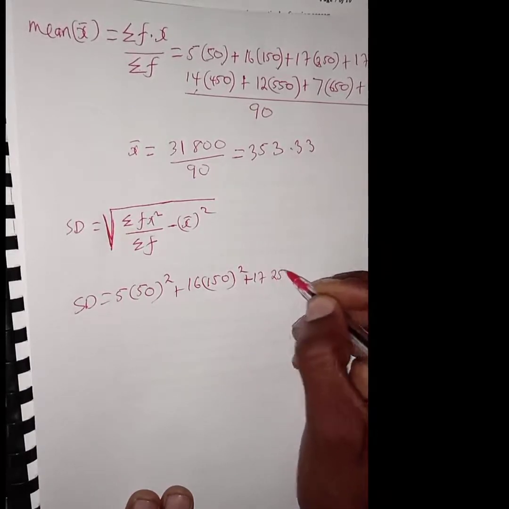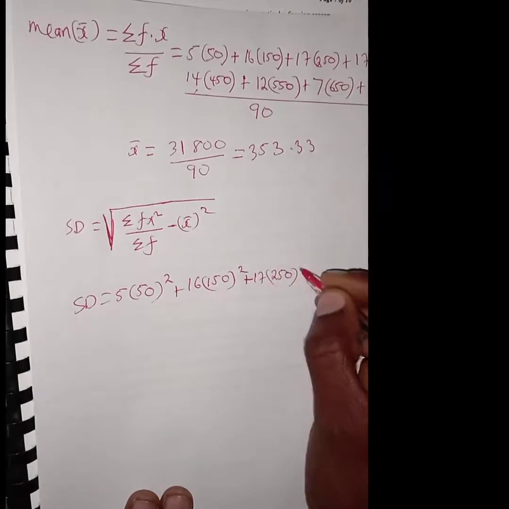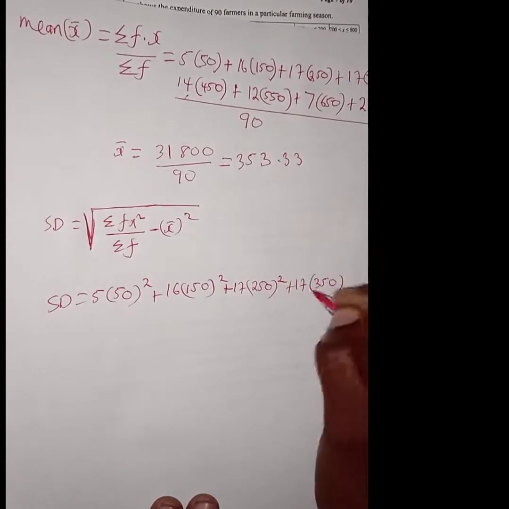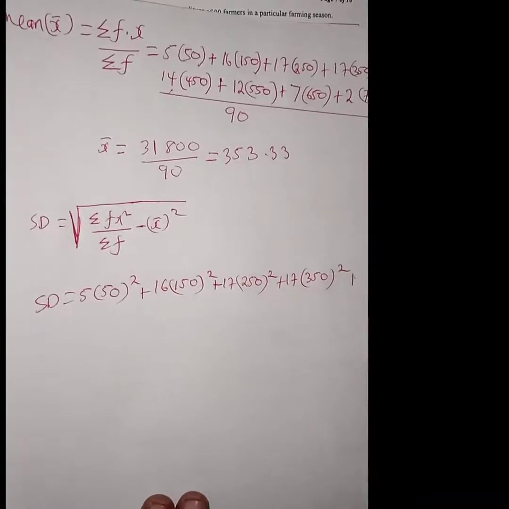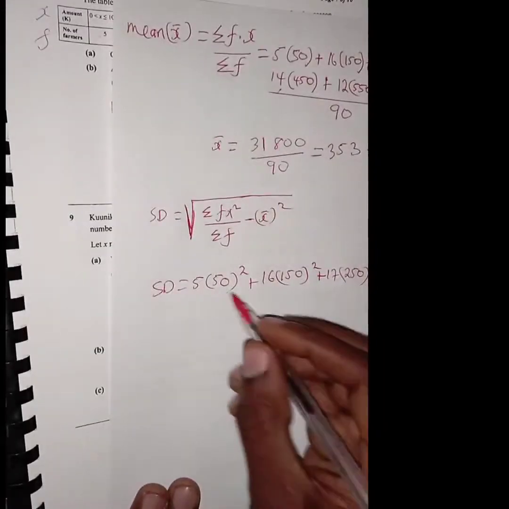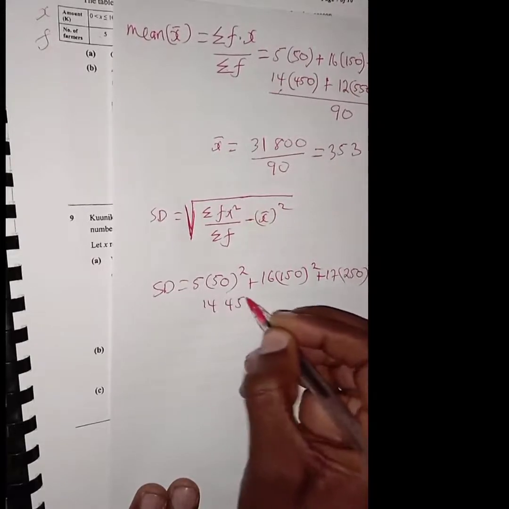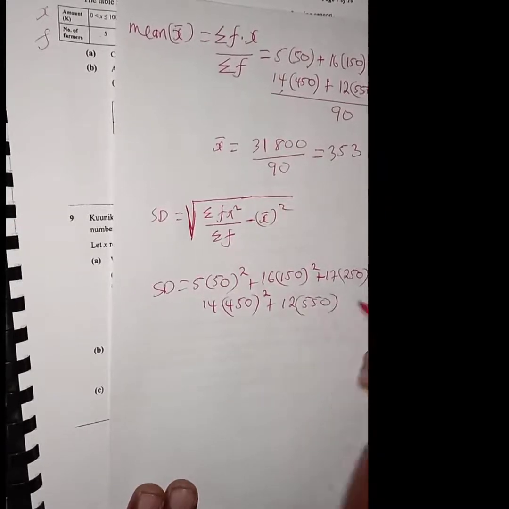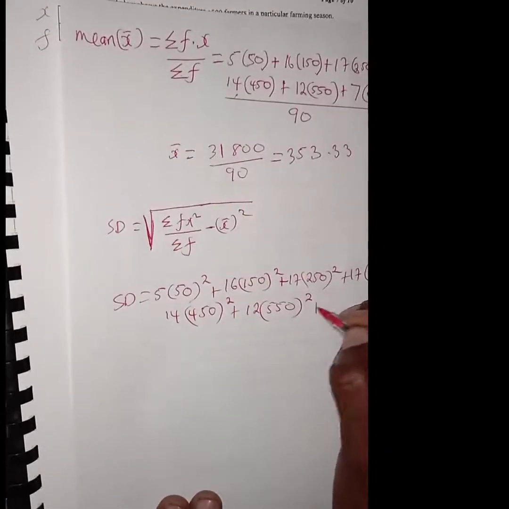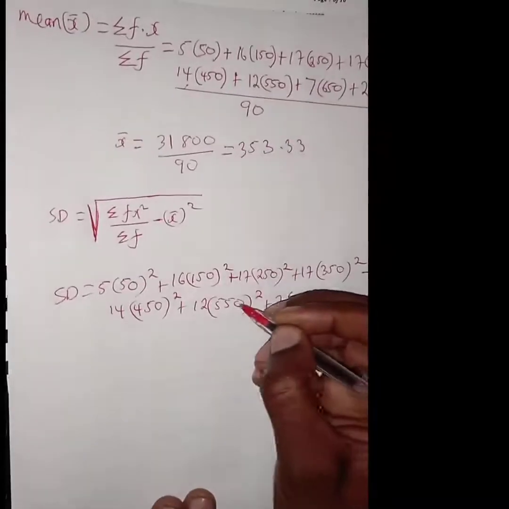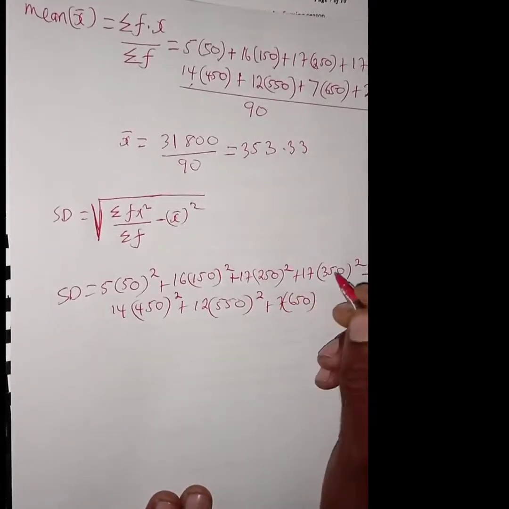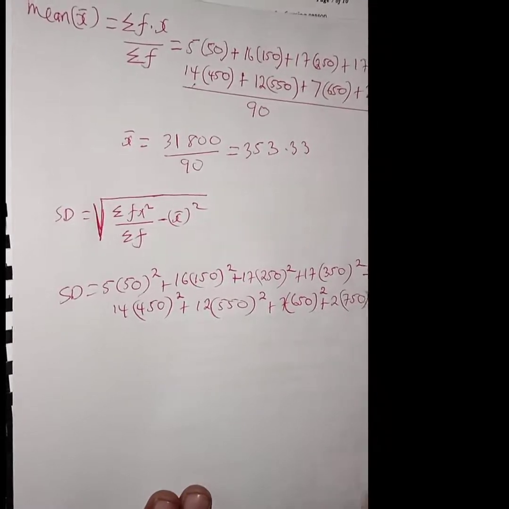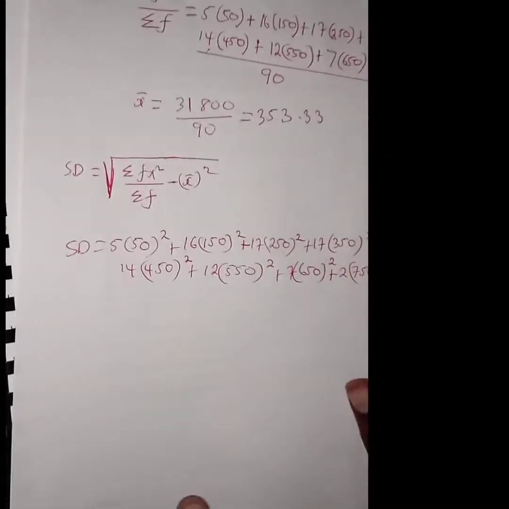plus 17 times 250 square, plus another 17 times 350 square, plus 14 times 450 square, plus 12 times 550 square, plus 7 times 650 square, plus 2 times 750 square. So now, have you seen what we have gotten here?